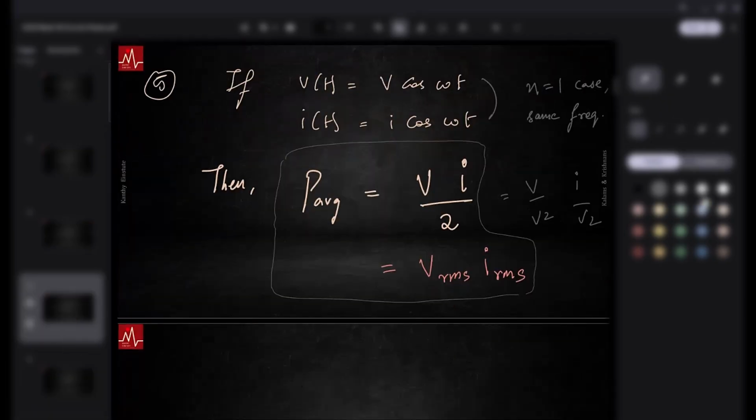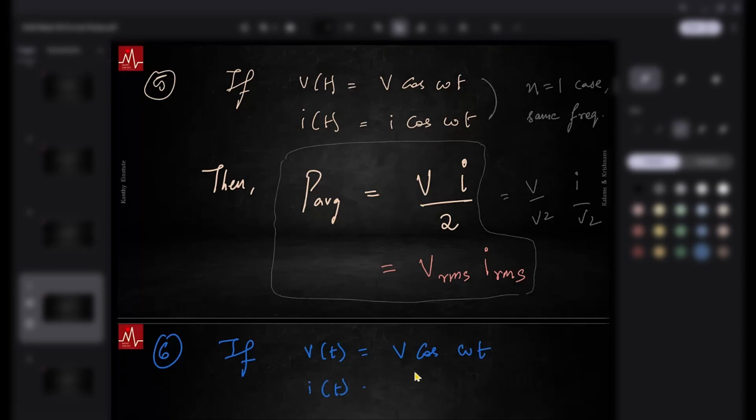So let's put a slight twist here. E of t equals E cos omega t. I of t equals I cos omega t. Now this is the same question. So what is the point of asking it? I will slightly change it. I'll add a phase. Voltage has a phase of theta v. Current has a phase of theta I.